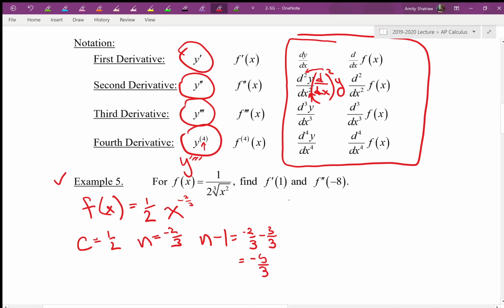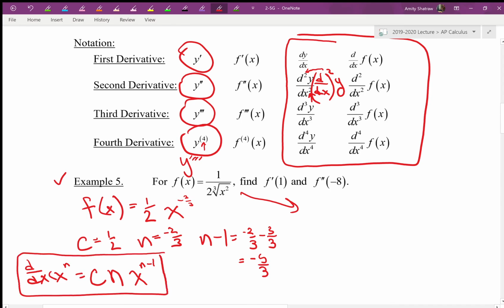So when I'm trying to put together this derivative, I say I have that rule, remember the one that we introduced in class, with a constant times n with x to the n minus 1. If I am taking the d dx of x to the n that is being multiplied by a constant, this is the rule that I have memorized, okay? I'm going to use that rule and I'm going to put together my derivative right now. F prime of x is ending up being a 1/2, and n is a negative 2/3, and x is going to be now to a new power, which is negative 5/3.